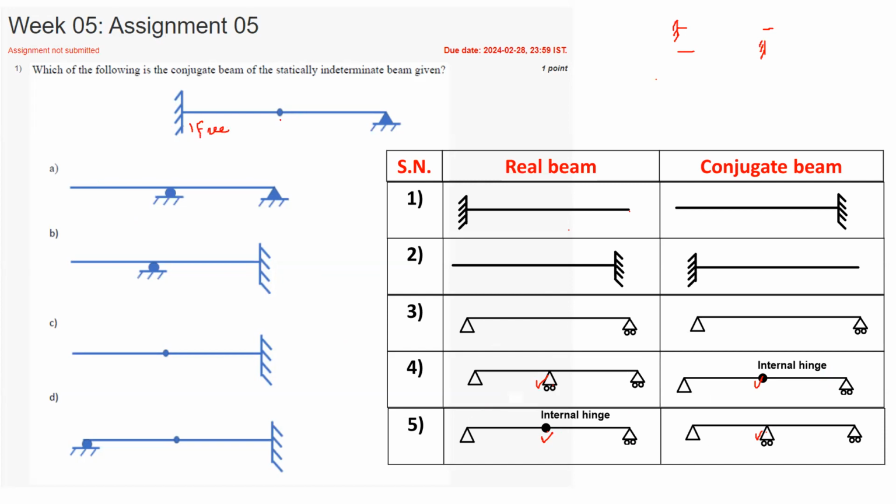Then we have an internal hinge. So you can see in the 5th, the internal hinge becomes a continuous support. Means here we have free, then here we have a continuous support. And then we have the third, a simple support will remain as it is. You can see simple remains simple, roller remains roller. So now you can see which option is the correct one. So we have option A.